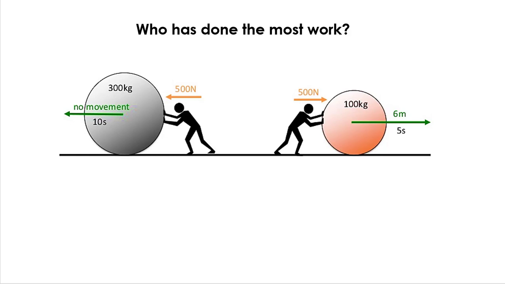So for a quick practice of what we just talked about and for the formula that we learned, let's look at this example. So here the question is, who has done the most work? As you can see in this picture, two people are applying the same force, 500 newtons, to two different objects. So the person on the left is applying this force to an object that weighs 300 kilograms. And the person on the right applies that same force to a lighter object, only 100 kilograms.